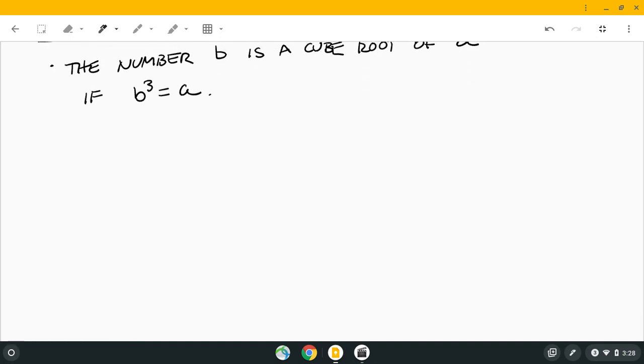And for the notation, we are going to be using this, but it has a little 3 right up in there. Okay. So that means the cube root of a. And it's equal to b if when you cube that b, you get the inside. Okay.